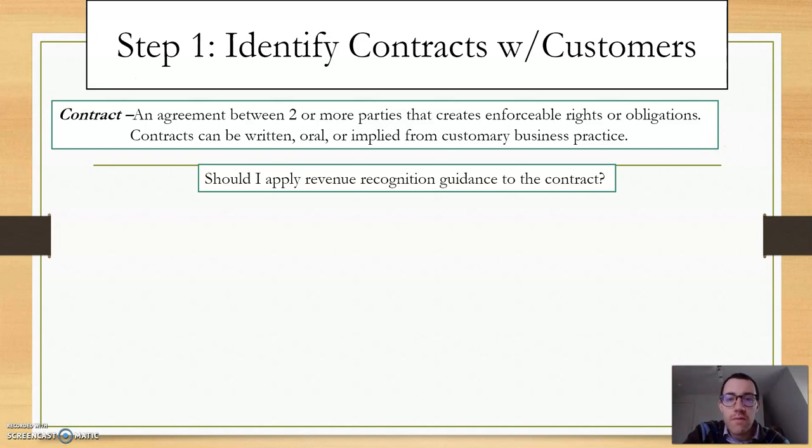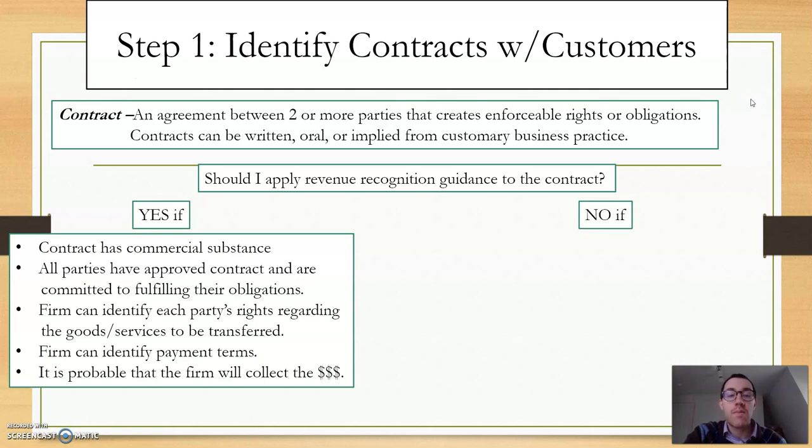Should I apply revenue recognition guidance to the contract? Well, it has to be an actual contract. So yes, if the contract has commercial substance. And I know that's something that's covered in Intermediate 1 towards the end of the semester. Commercial substance has to be an economic reason for the exchange. This is one of those things that doesn't come up a lot, but if you exchange two assets just to get a gain for one company, and the assets are virtually similar, that doesn't have commercial substance.